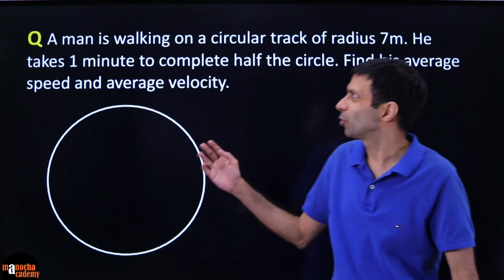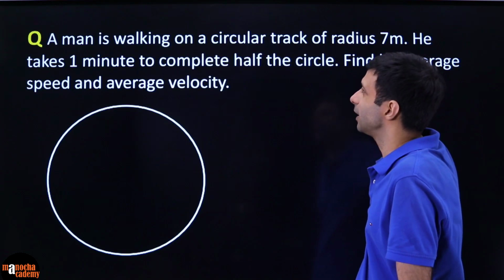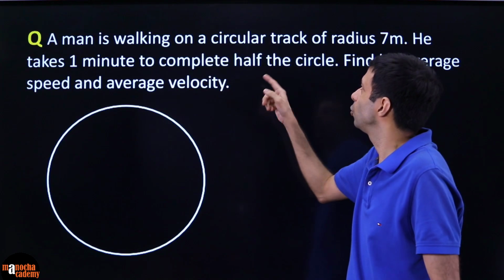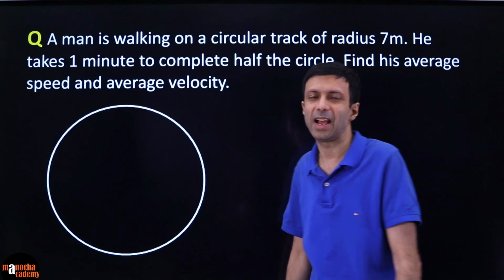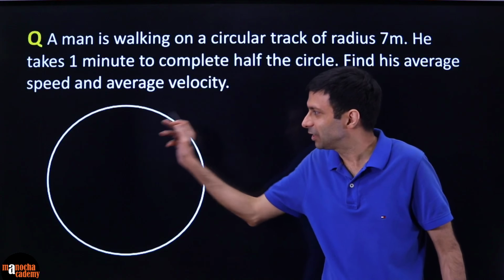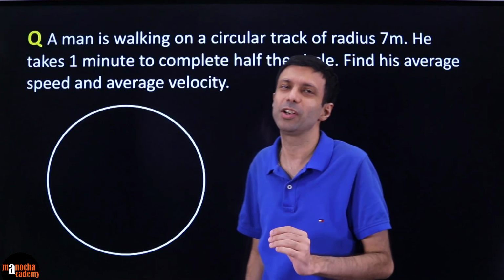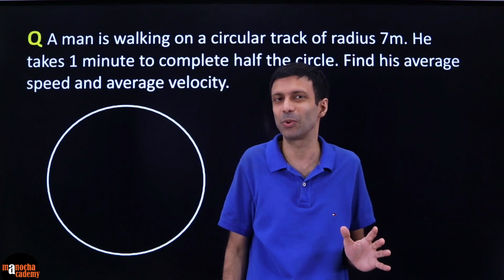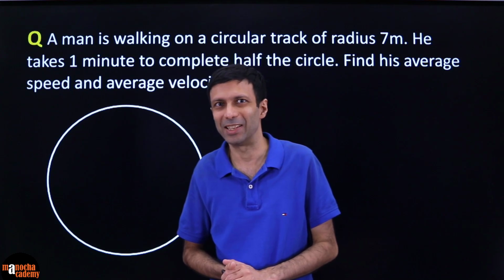So let's take a look at this question. It says a man is walking on a circular track of radius 7 meters. He takes 1 minute to complete half the circle. Find his average speed and average velocity. So come on, I want all of you to try and please draw a diagram. Don't be lazy. In physics, it's very important to visualize the questions. So please draw a diagram and let's solve this question together.